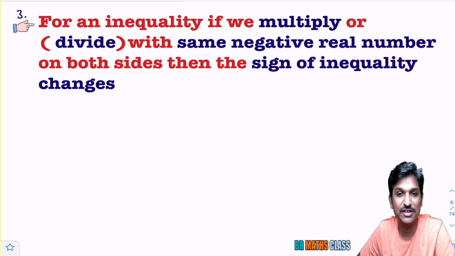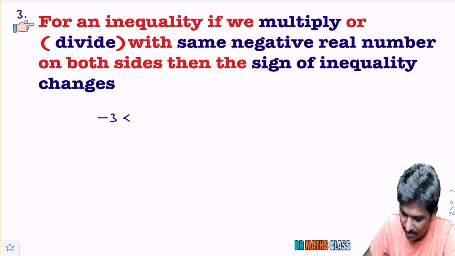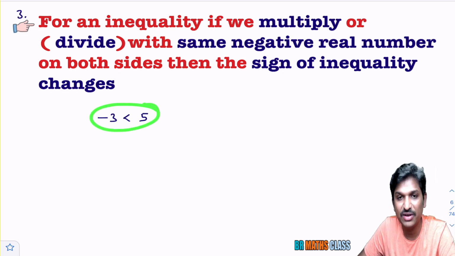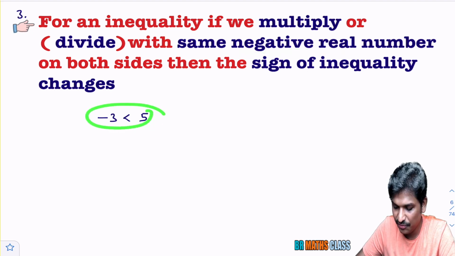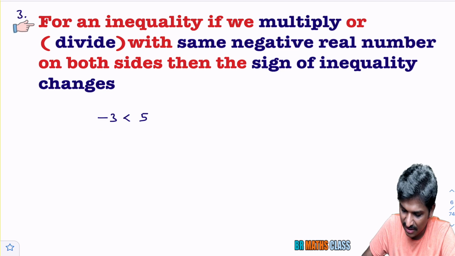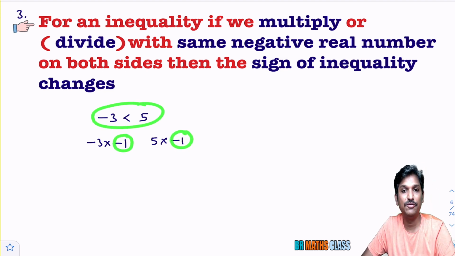Okay, I'll try to explain this with examples. You observe here, I'll take one example like minus 3 is less than 5. Is it true? Minus 3 is less than 5? Yes, it is 100% true. This is the inequality. Now, for this inequality, I'll multiply with some negative real number. I'll take minus 1. Minus 1 is negative only. Multiply with minus 1: minus 3 into minus 1, 5 into minus 1. This is the inequality. I multiplied this inequality with minus 1.